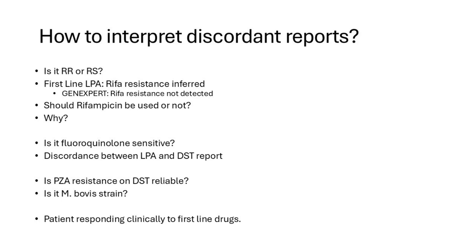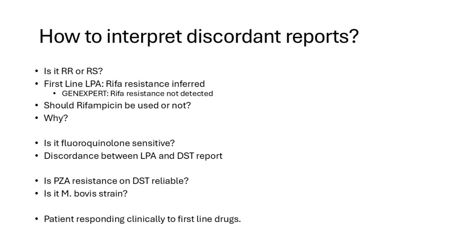And why? So, here, what is most important to know is that Genexpert is a better modality when we are talking about whether it can detect Reepa resistance or not, as compared to your LPAs, because LPA is an open system and there can be contamination, whereas your Genexpert is a closed system. Okay, so we will go with our Genexpert. So should we use rifampicin or not? Yes, we will use rifampicin.